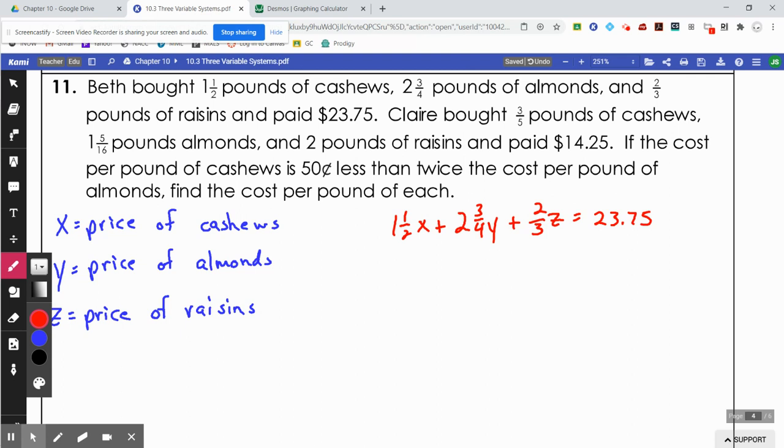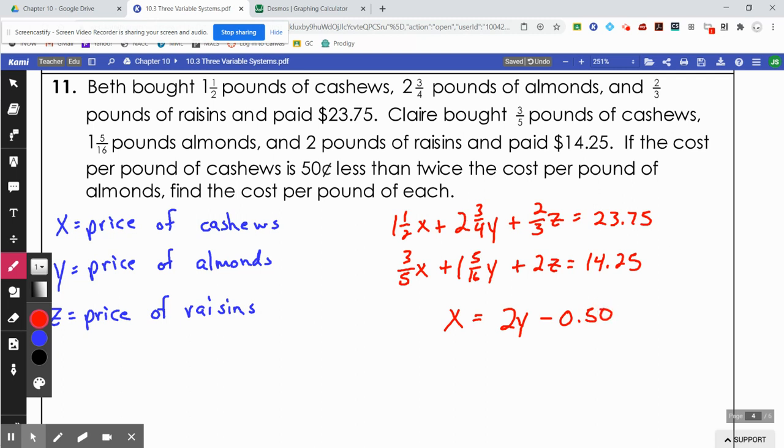Next up, Clara bought 3/5 pounds of cashews, so 3/5 times X, 1 5/16 of almonds, so 1 5/16 Y, and then 2 pounds of raisins, so plus 2Z, and she paid $14.25. And finally, the cost per pound of cashews is 50 cents less than twice the cost of almonds. So the cost of cashews, which is X, is 50 cents less than twice almonds. So here's twice almonds, and then 50 cents less of that would be minus 0.50.